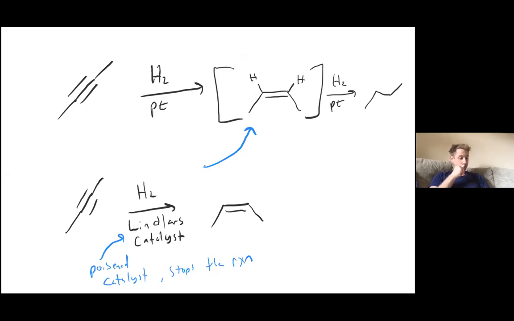In order to get our trans configuration, we're going to do something very different. For a trans configuration, what we're going to do is start pumping in radical electrons. So we're going to add in sodium 0, as well as ammonia.